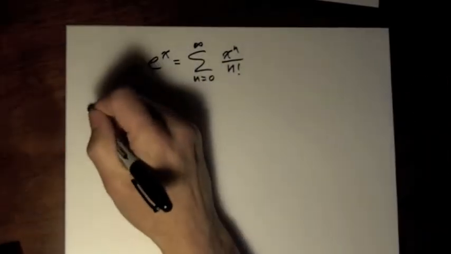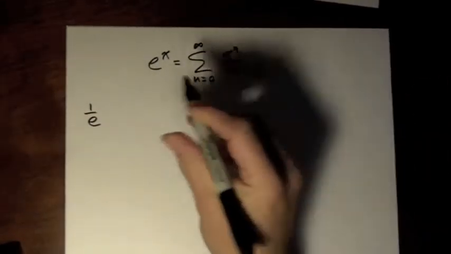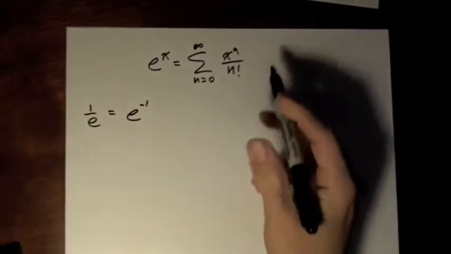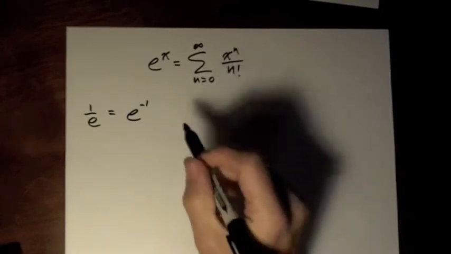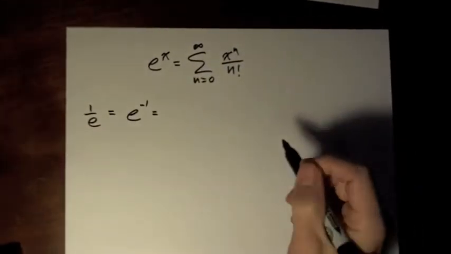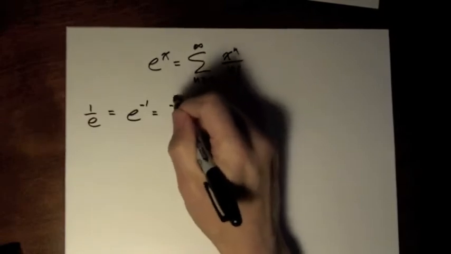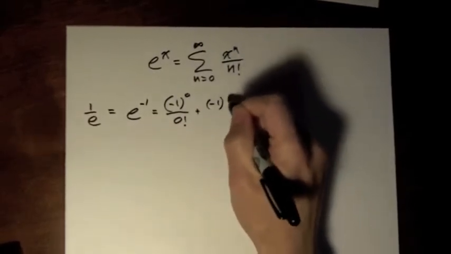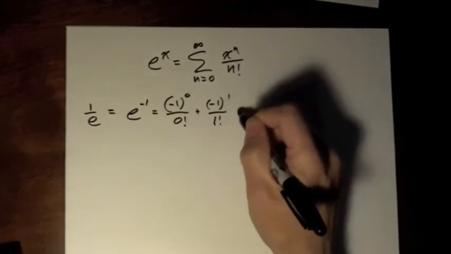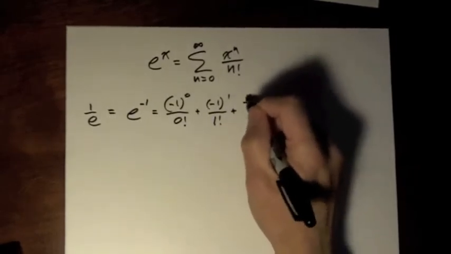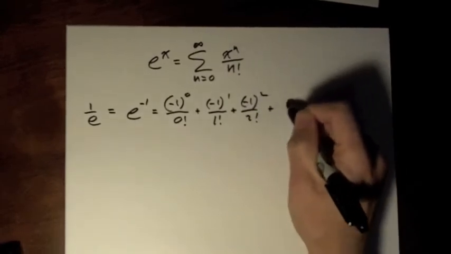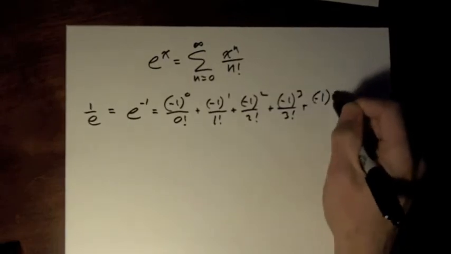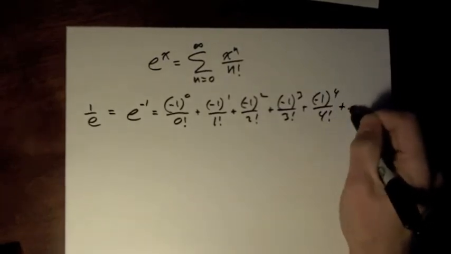So then what about something like 1 over e? That would be equal to e to the negative 1. So now x is negative 1, which means we're going to have negative 1 to the 0 over 0 factorial plus negative 1 to the 1 over 1 factorial plus negative 1 squared over 2 factorial plus negative 1 cubed over 3 factorial plus negative 1 to the 4th over 4 factorial.